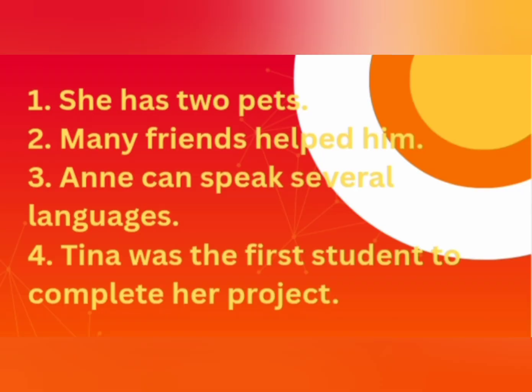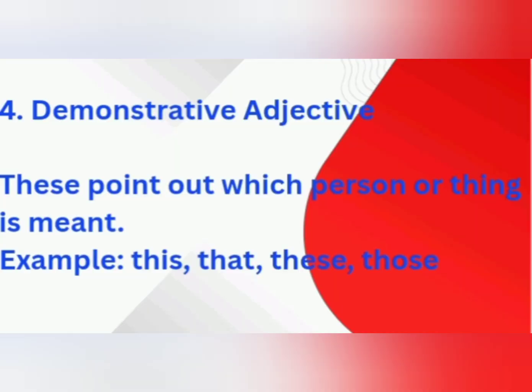She has 2 pets. You ask the question how many and you get the answer 2. So 2 is the adjective of number. Many friends helped him. Here many is the adjective of number. Annie can speak several languages. How many languages? Several. It can be counted. Tina was the first student to complete her work. So here first.